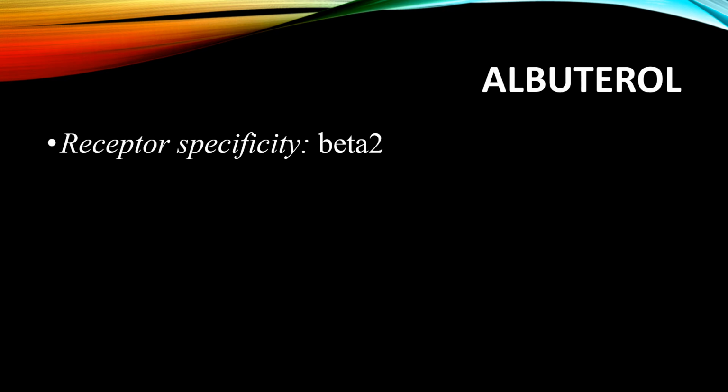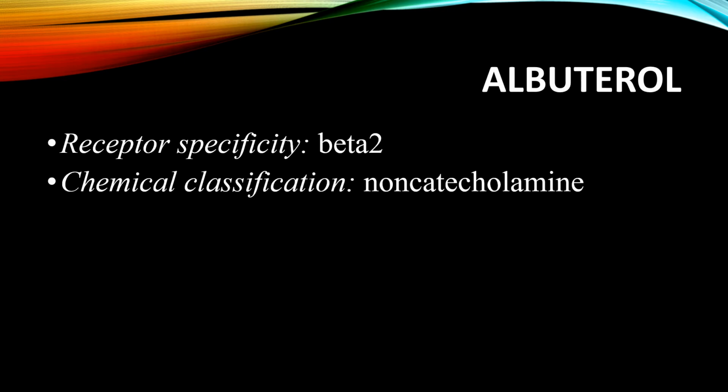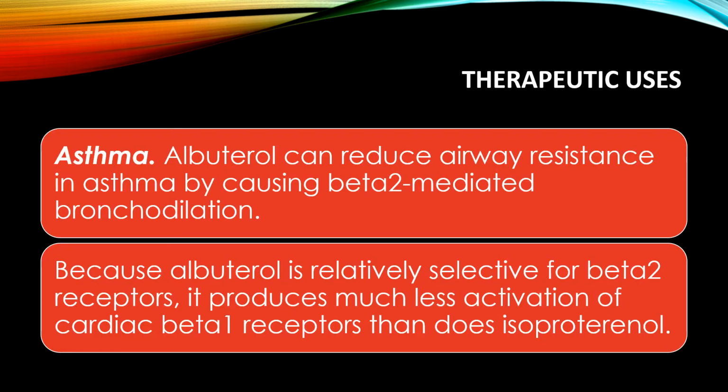Next will be the albuterol. Albuterol receptor specificity is beta-2. Chemical classification, it is a non-catecholamine. Now, the therapeutic uses of the albuterol. Albuterol is used in asthma. It can reduce the airway resistance in asthma by causing beta-2 mediated bronchodilation. Because albuterol is relatively selective for beta-2 receptors, it produces less activation of the cardiac beta-1 receptors than does isoproterenol.